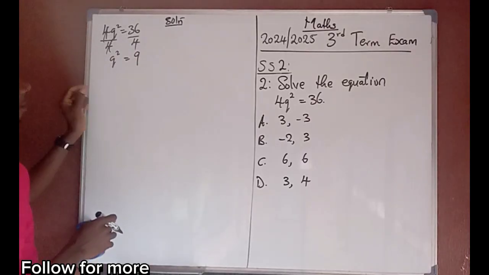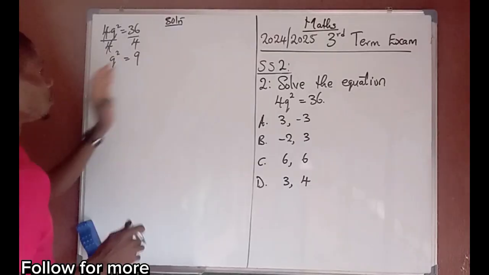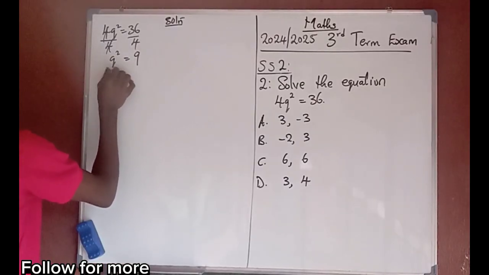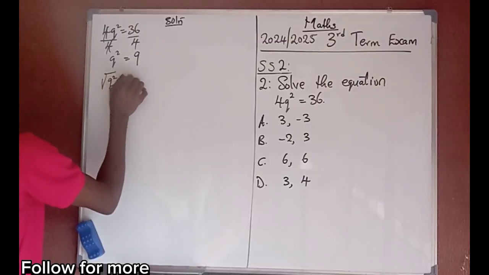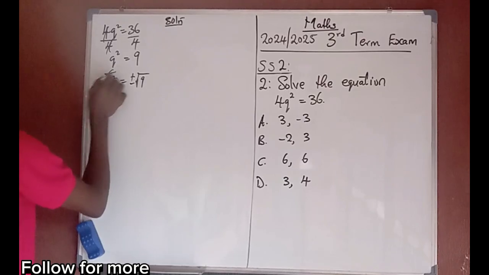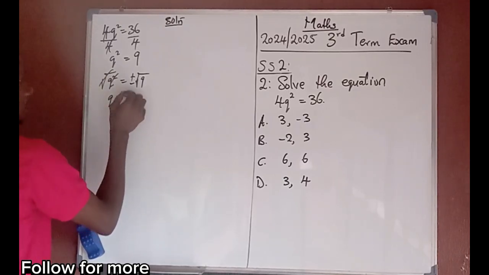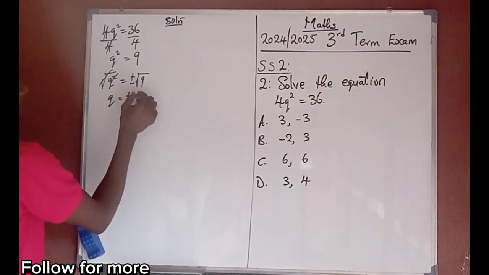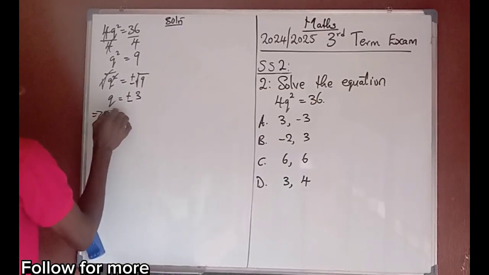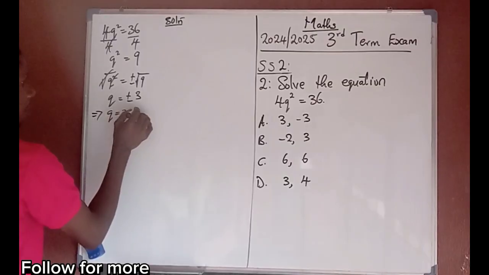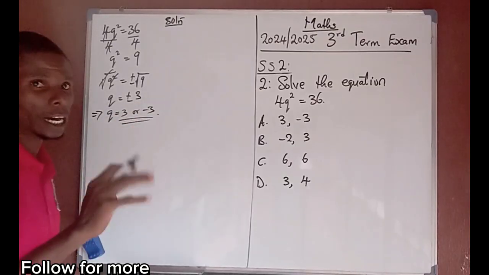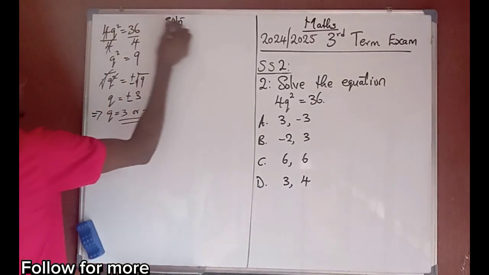So I can decide to square root both sides. So square rooting both sides, I will have square root of q squared equals plus or minus square root of 9. So this cancels this. Q is equal to plus or minus, what's the square root of 9? That is 3. This implies that q is equal to plus 3 or negative 3.